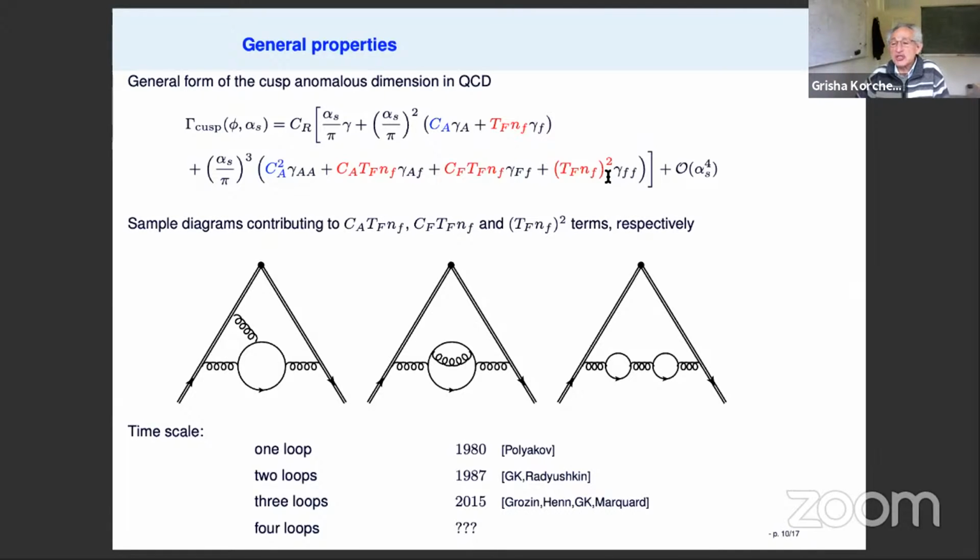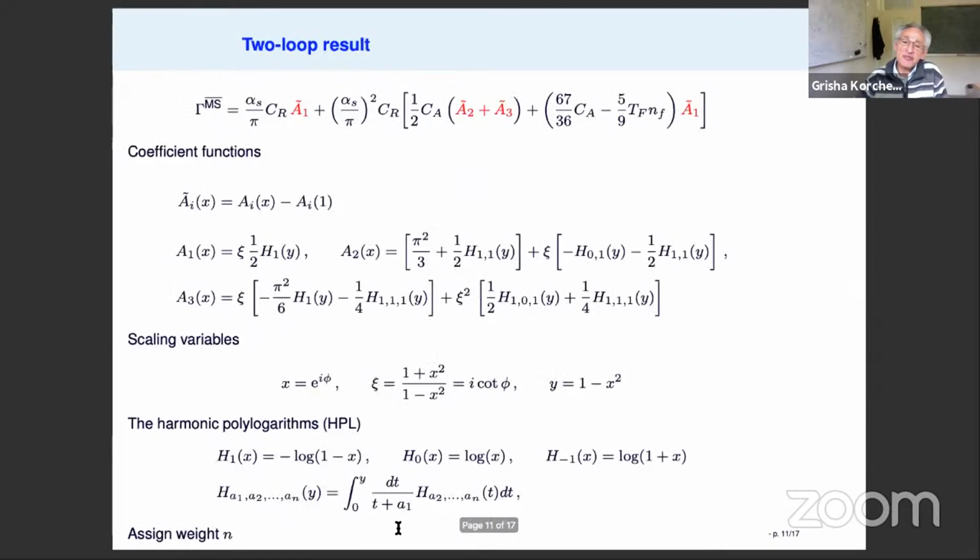The 1 loop correction was found by Polyakov in 1980. Together with Anatoly Radyushkin, it took us 7 years to compute the 2 loop corrections, and it took almost 3 decades to get to 3 loop, together with Andrei Grozin, Johannes Henn, and Peter Marquard, which gives you an impression of the difficulty of the calculation. And finally, I put here 4 loops. You might ask yourself the question, why should I go to 3 loops, to 4 loops? I will show you later that there is a good reason, because something happened at 4 loops. But still, you can see from this time span that it's quite a complicated calculation.